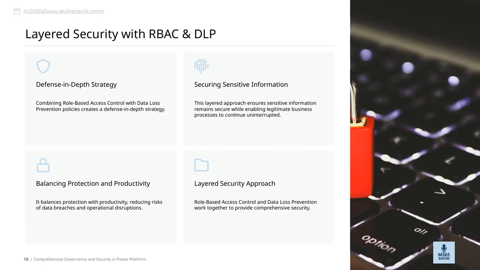This balance is crucial because overly restrictive security can hinder operational efficiency, but too lax security can lead to data breaches and disruptions. By implementing this layered strategy, we ensure that sensitive information stays secure without interrupting legitimate business processes. It's about enabling smooth workflows while maintaining strict controls over what data can be accessed and shared. And when we combine RBAC with DLP policies, we're building a defense-in-depth strategy.